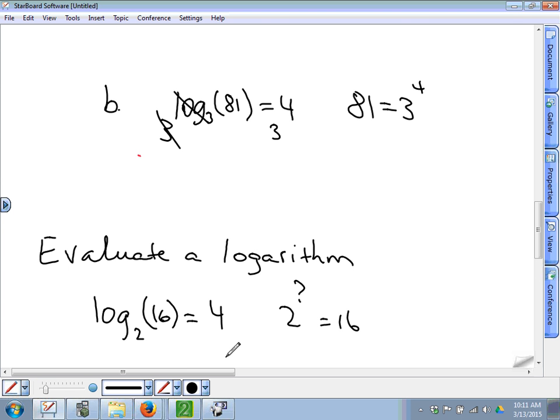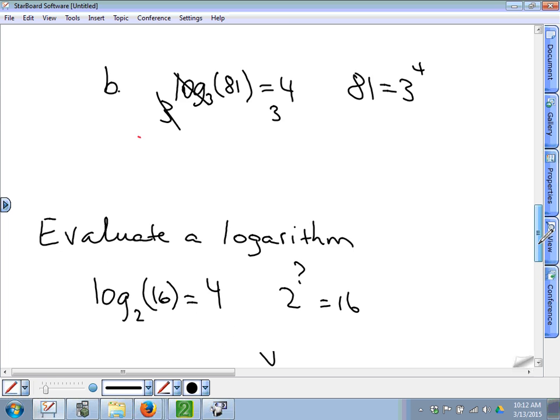Why does it equal 4? Because 2 to the 4th power equals 16. And isn't 4 an exponent? Technically speaking, 4 is an exponent. Because what do logarithms do? They cancel a base, and what would it give you? It would give you an exponent. So essentially, a question you can ask yourself when you see a problem like this is: 2 raised to what power equals 16? And that power has to be 4. Alright?